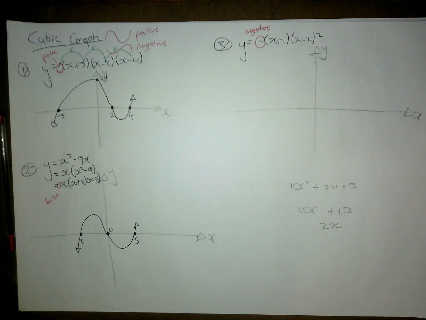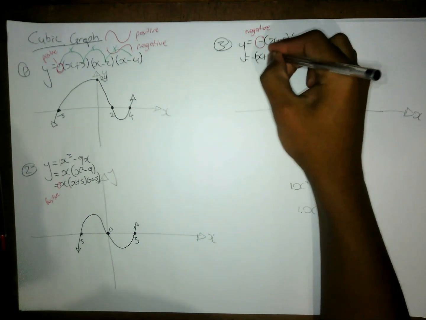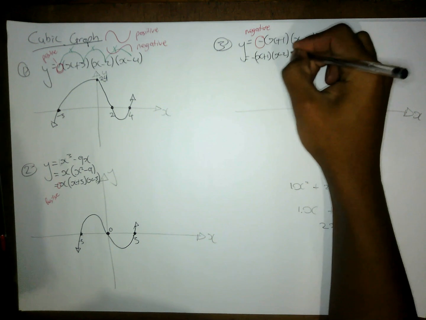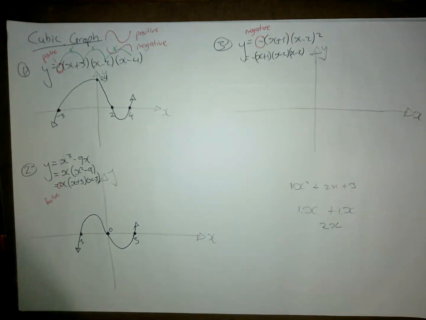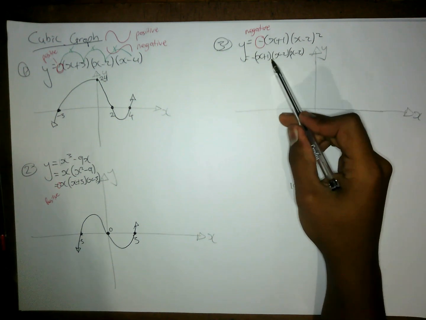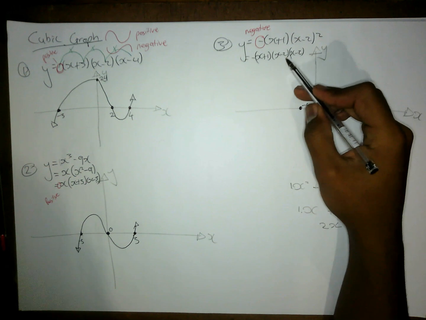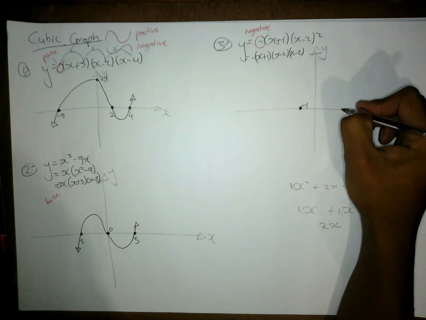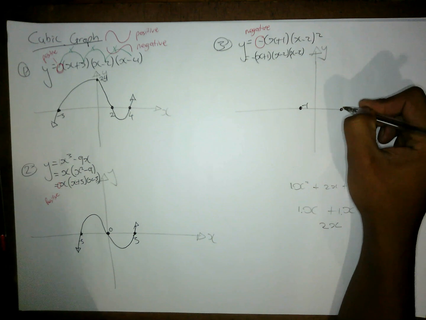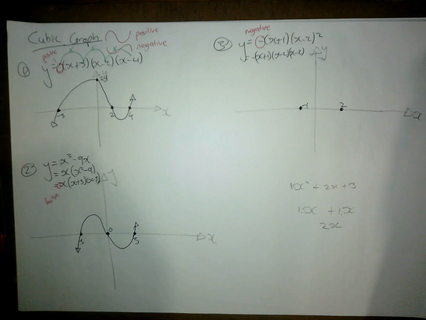So what we do is we write this one out, and then we say minus, x plus 1, x minus 2, x minus 2. If we expand this one here, we can get the same points. So x plus 1 equals 0 gives negative 1. x minus 2 equals 0 gives a positive 2. It's the very same point.